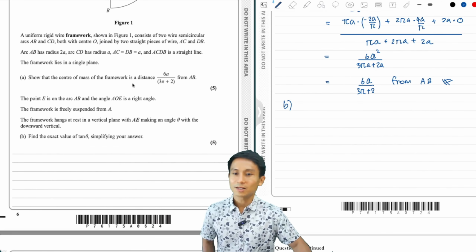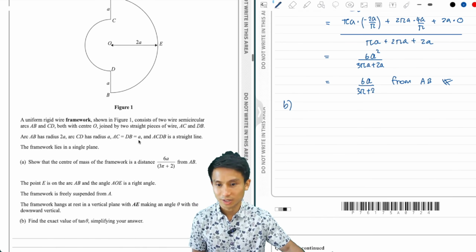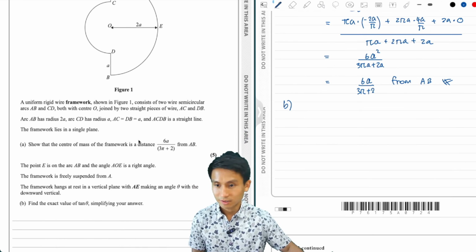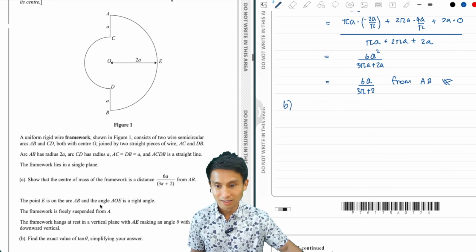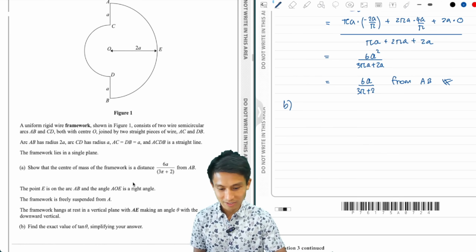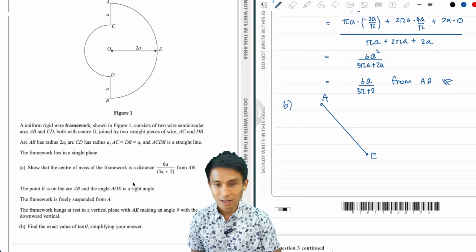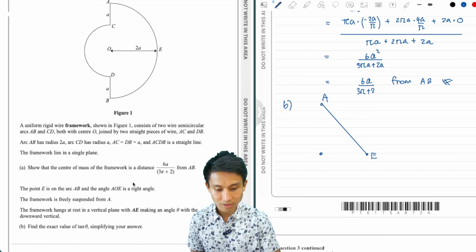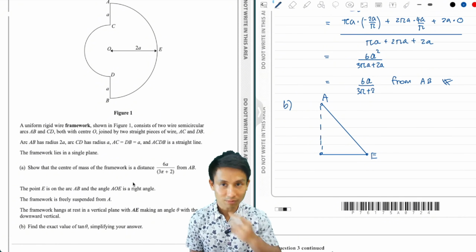The point E is on the arc AB, yeah, point E here. And the angle AOE is a right angle. Okay. All right. The framework is freely suspended from A, yeah. The framework hangs at rest in vertical plane where AE makes an angle theta. Okay. So let's draw AE first here, just AE, yeah. So that's A, that's E. And then let's say O is here as well. So I haven't tilted my shape yet, yeah.